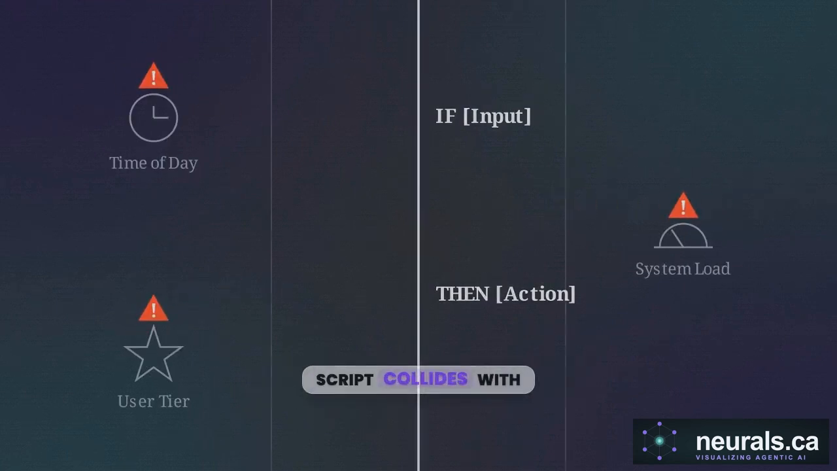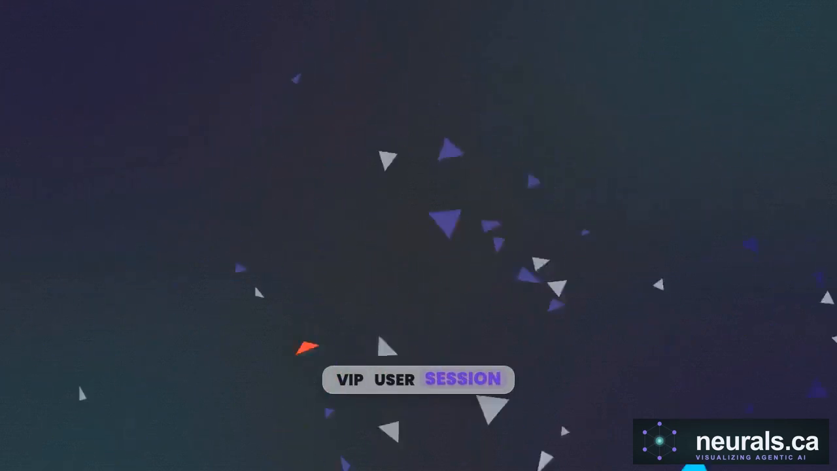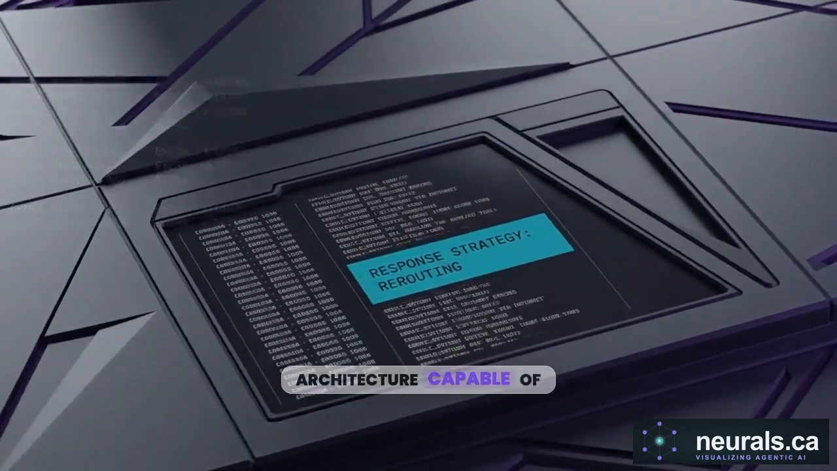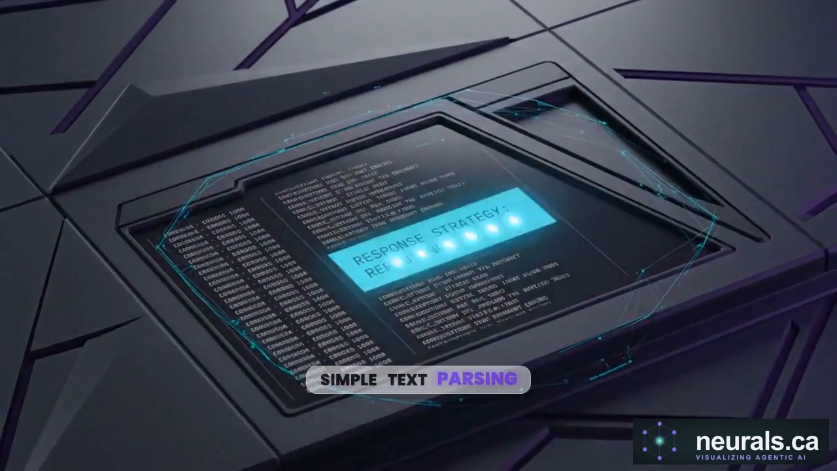When a rigid script collides with an edge case, like a system overload hitting a VIP user session, the logic breaks. The script lacks the situational awareness required to adapt. Modern AI engineering requires a foundational architecture capable of actual judgment and reasoning, moving beyond simple text parsing.